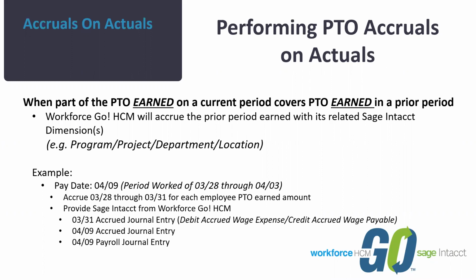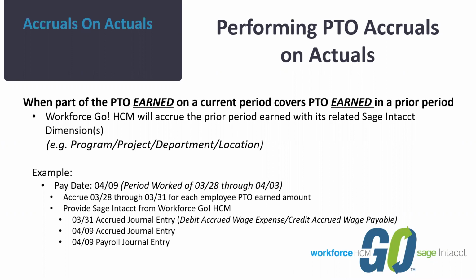So Workforce Go HCM will accrue the prior period earned with its related Sage Intacct dimensions. Again, as an example, there are dimensions such as program, project, department, and location. An example of this is, again, using the pay date of April 9th and that period worked of March 28th through April 3rd. The accrual will happen for the dates of March 28th through March 31st for each employee, and the paid time off amount that they accrued or earned within that.